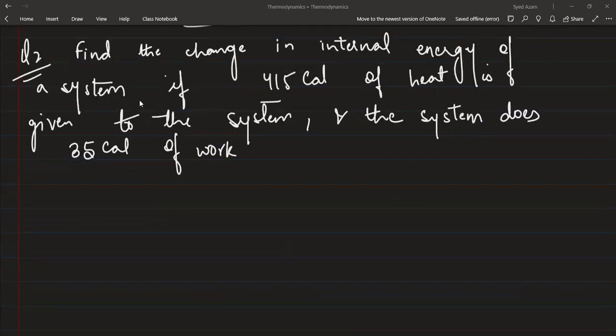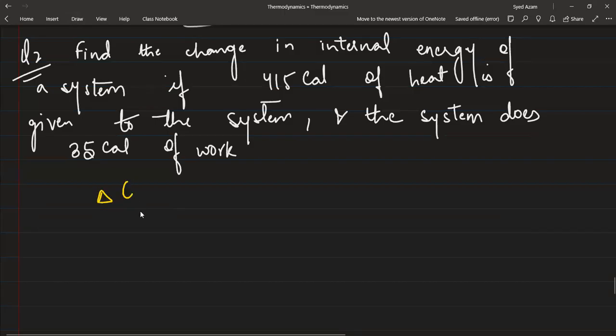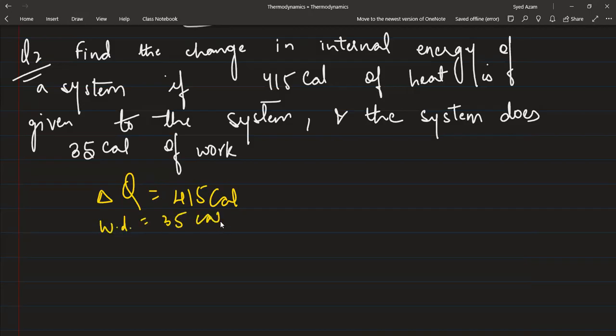Okay, look at this question. It says: find the change in internal energy of a system if 415 calories of heat is given to the system, and the system does 35 calories of work. So the heat is 415 calories, and the work done is given as 35 calories.